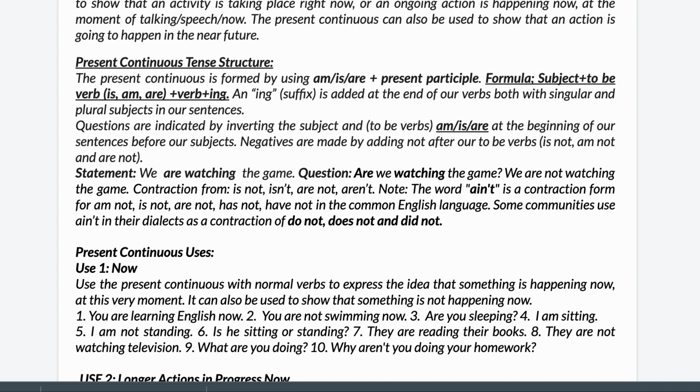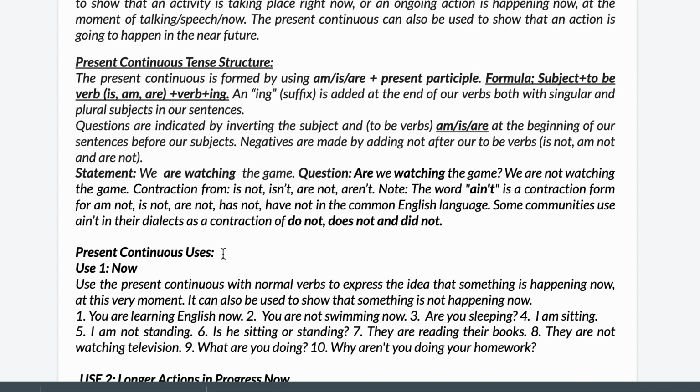In case we are thinking how to structure our sentences, we have to look at the subject or subjects in our sentences, and then accordingly go ahead and add our verbs and other stuff required for that structure. So, present continuous uses.